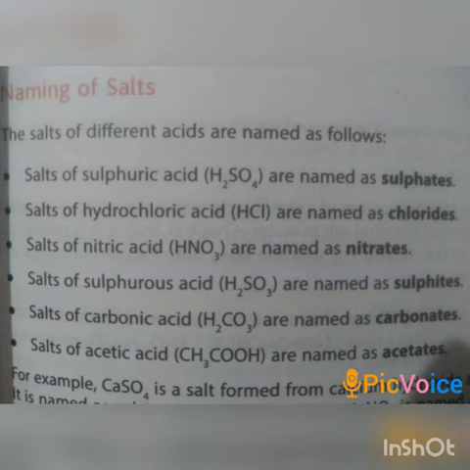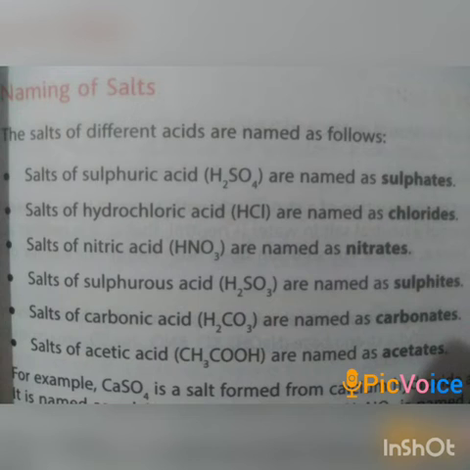Now, how can we name the salts formed by the neutralization reaction? The salts of different acids are named as follows. The salt formed after the reaction of a base with sulfuric acid is named as sulfates. Salts of hydrochloric acid are named as chlorides. Salts of nitric acid are named as nitrates. Salts of sulfurous acid are named as sulfites.